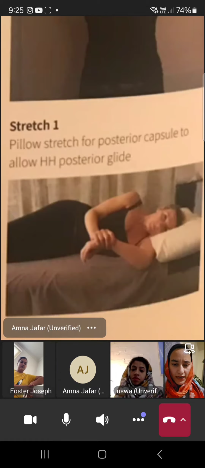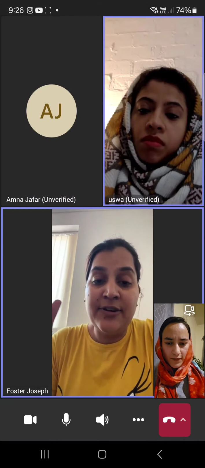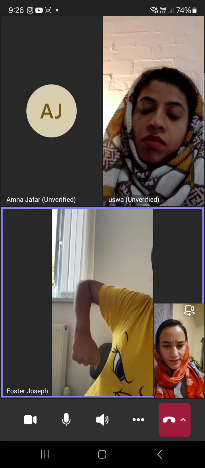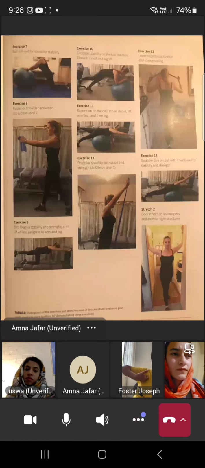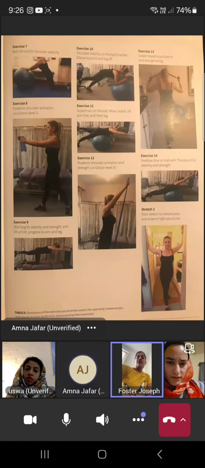Considering again the Kaltenborn convex-concave rule, if you see with external rotation how your humerus head is moving, it's more like a posterior glide on your capsule while the patient is stretching external rotation. No, I think it's the internal rotation. If you envision it, when you do internal rotation, it's going backward, posteriorly. Let me show you.